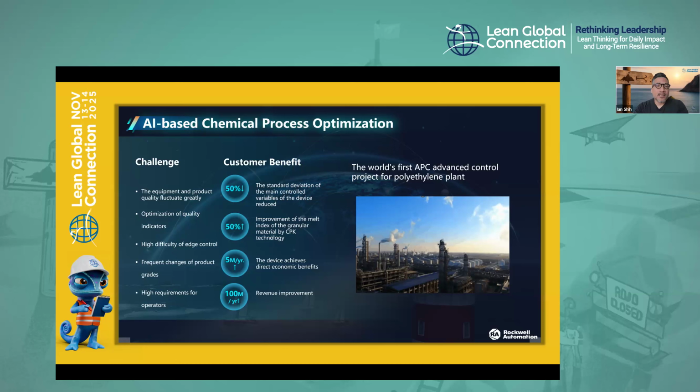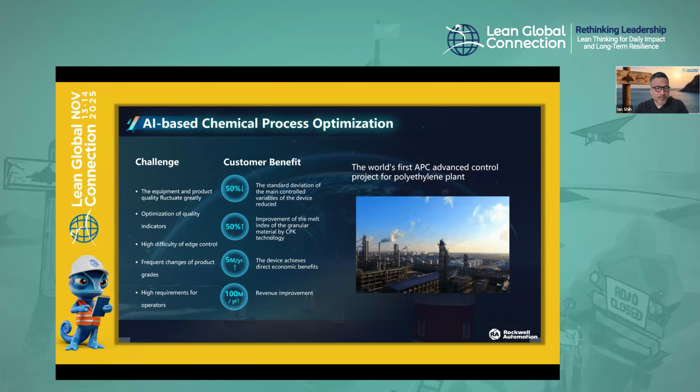But on the chemical-based process optimization using the same advanced process control, we have been able to control the quality and raise the CPK by 50%. But most importantly, we have been able to help them save about 5 million RMB a year, with the ability to help them expand their revenue by over 100 million RMB a year.